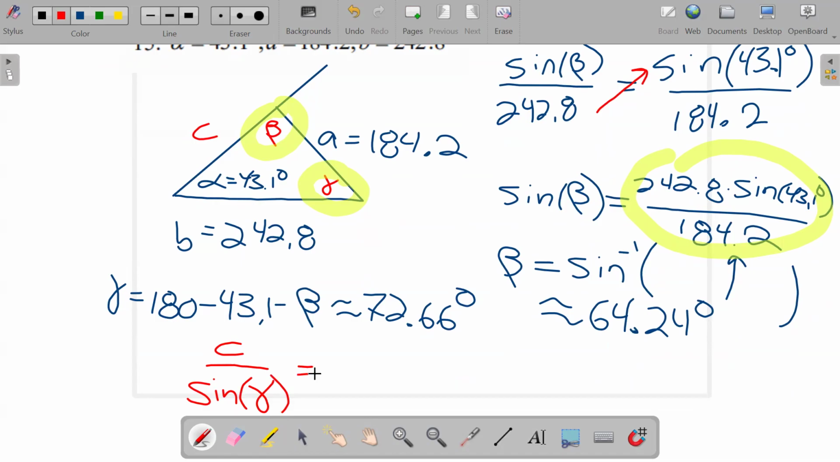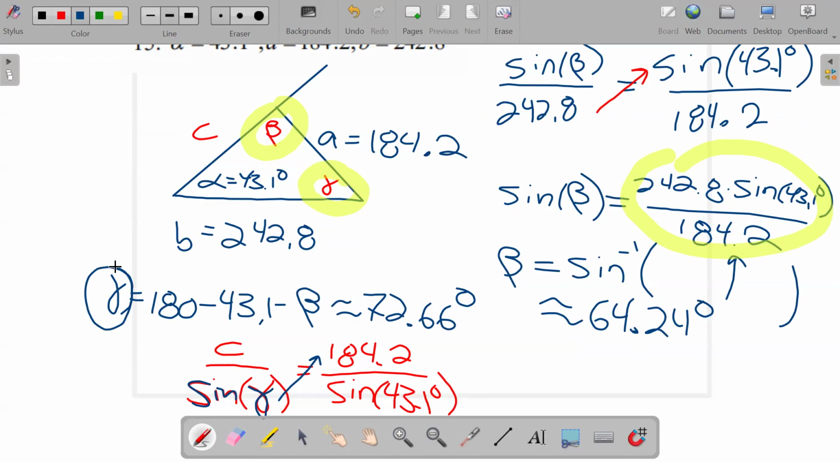Is equal to, and what should I set it equal to? I would use alpha because that was given, right? Beta, I've possibly introduced error, so I wouldn't do that. And since I flipped it, I'm going to have to write it as 184.2 over the sine of 43.1 degrees. I like it flipped like this because then I know the sine of gamma, so I can just multiply that up to the other side to get my answer for C. And I'm going to use the calculator's value I have already stored in there, so I don't have to worry about rounding.